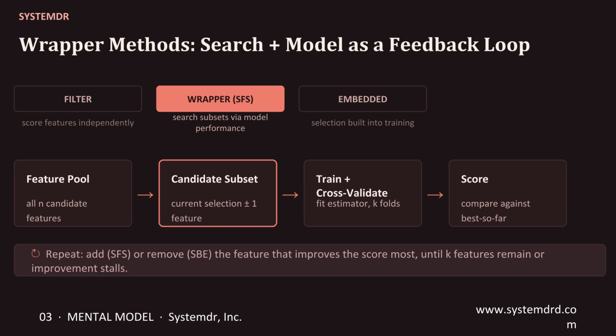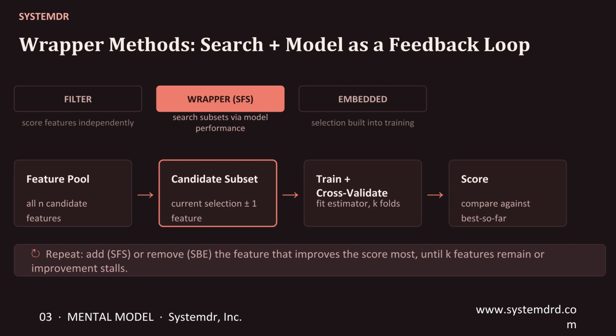Here's the loop, and this is the mental model I want you to leave this slide with. You start with a feature pool, all n candidates. You form a candidate subset, your current selection plus or minus one feature. You train and cross-validate a model on that subset. You score it against the best subset you found so far.